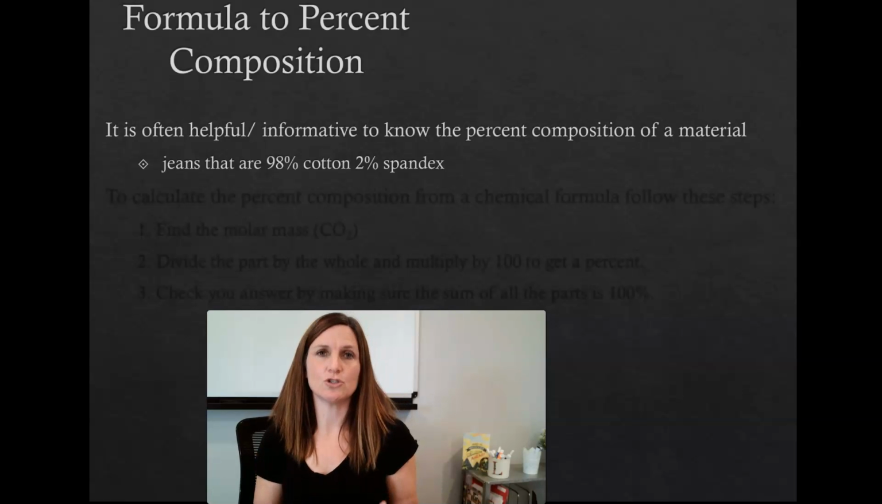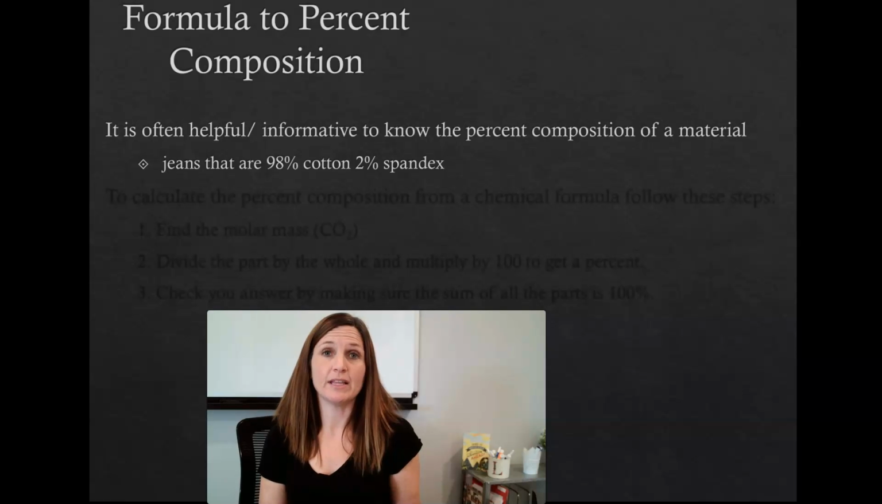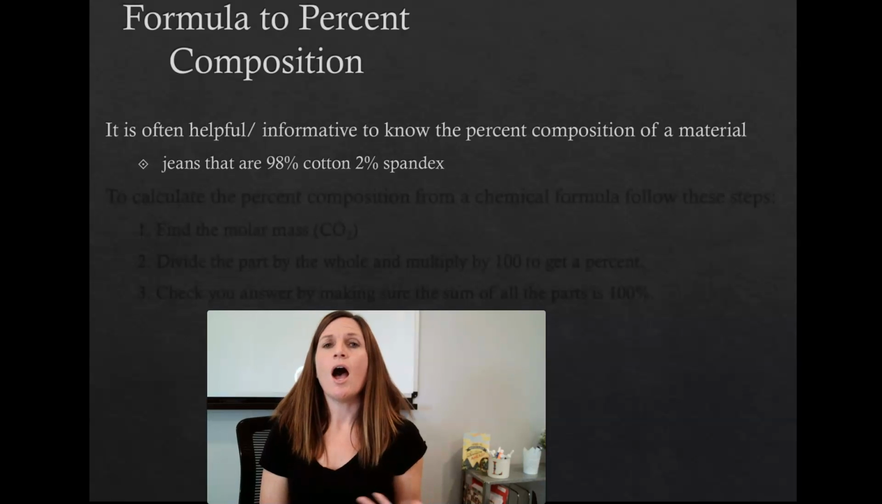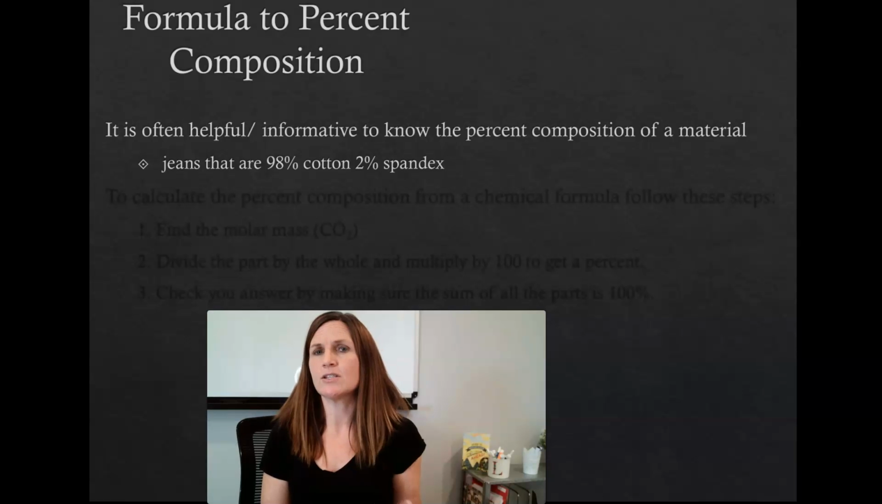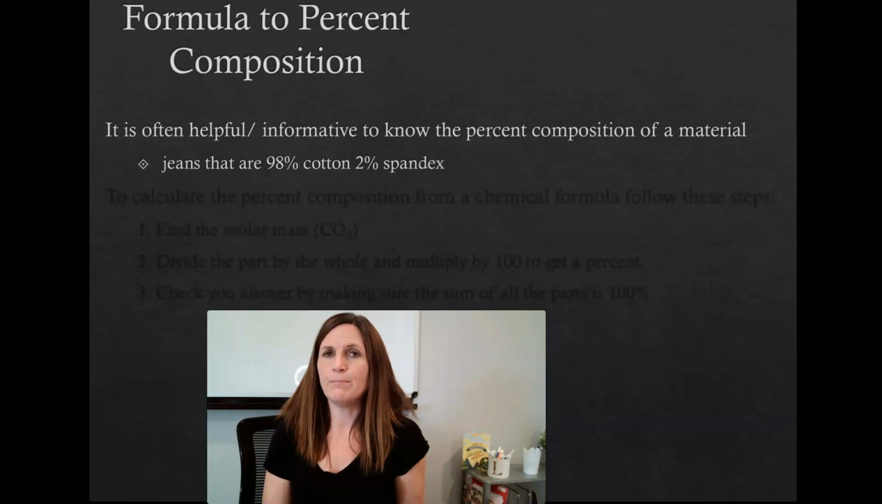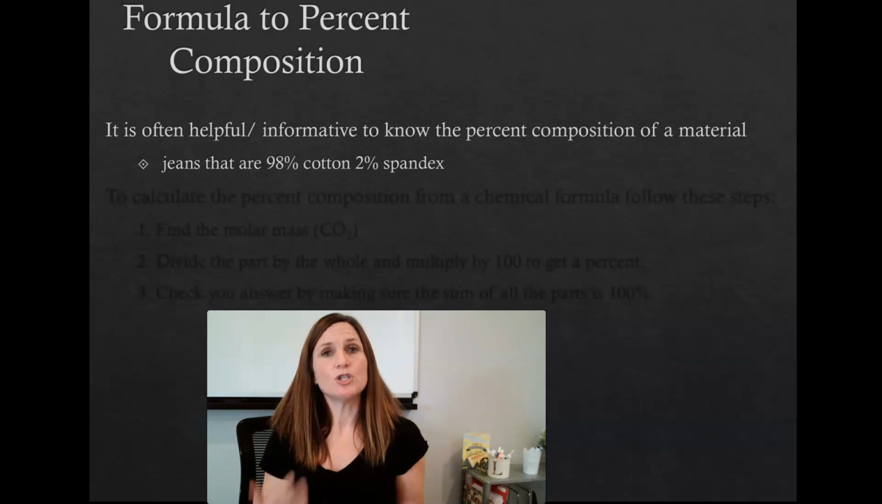The same thing is true in chemical formulas. So as we do the percent composition and we find out, for example, what percentage of carbon dioxide is carbon, or what percentage of water is hydrogen, we can find out more and more things about those chemicals. We can make more predictions. So it's a useful thing to be able to do, and today we're going to learn how to do it.